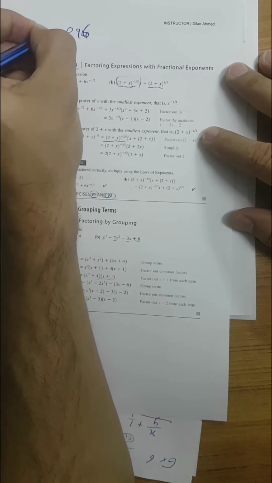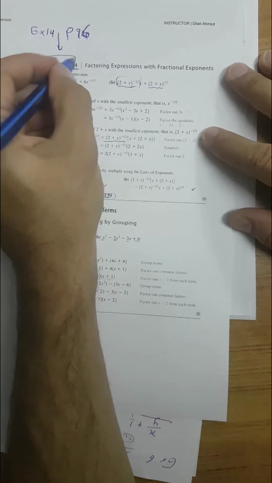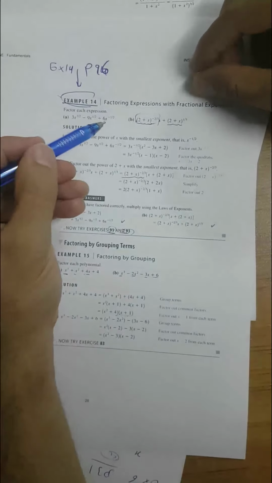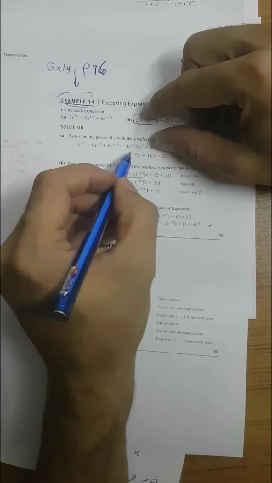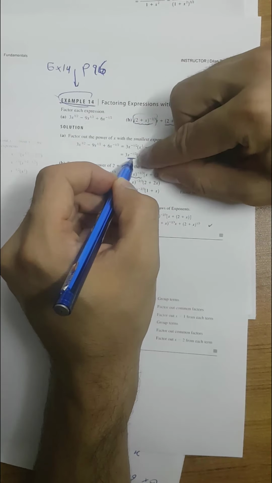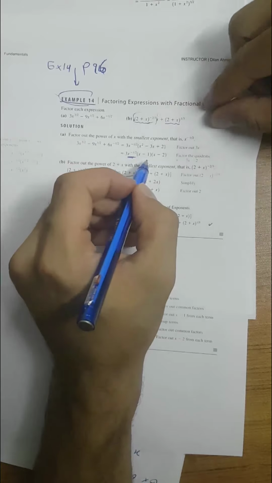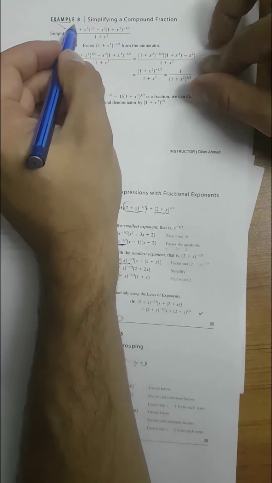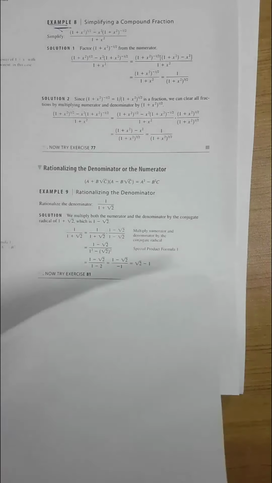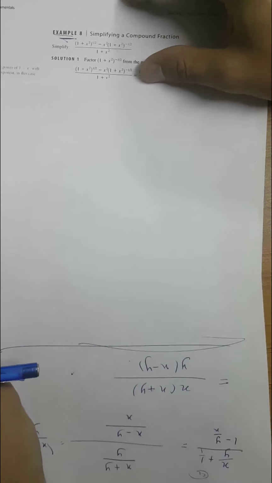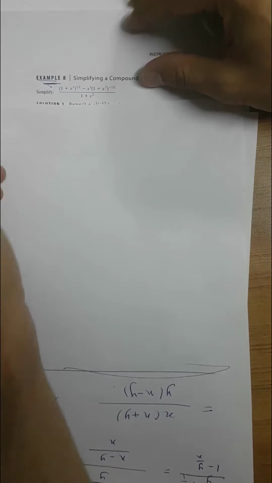Example 14 in page 26. If you don't understand how we did that, how I took the smallest exponent here, you really cannot control or understand example 8 in page 33. That's why you need more work. So how do we solve this? Now I will do it here in case you didn't understand.